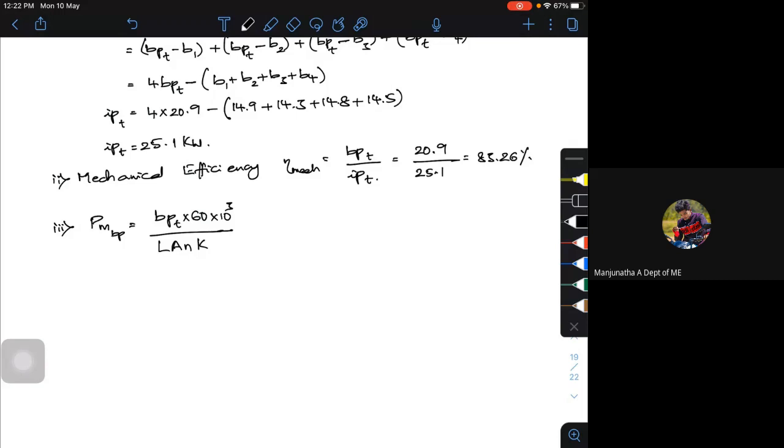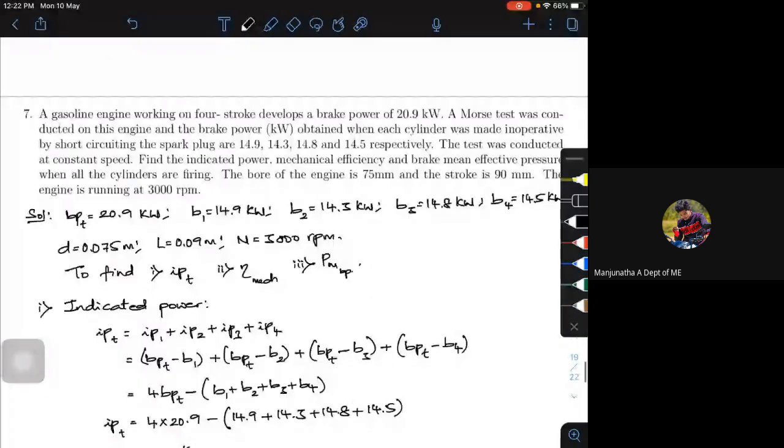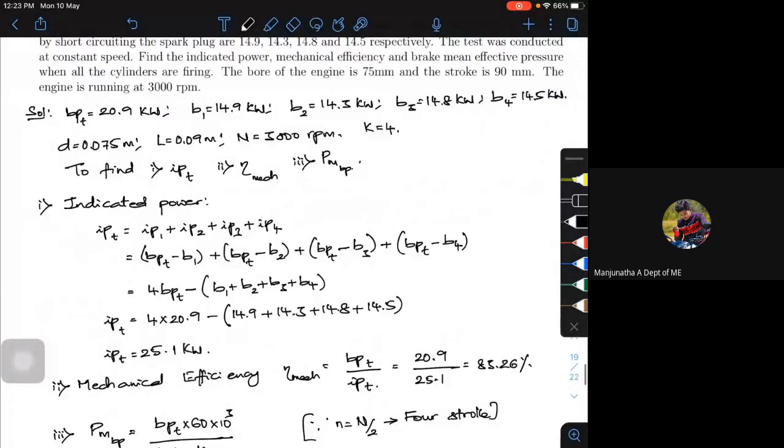Here for a 4 stroke engine, N is equal to N by 2, because the power is produced for every alternate stroke. Then the number of cylinders, here K is equal to 4. So in the problem statement, K is equal to 4. It's understood because they are telling us it is 4 cylinders.